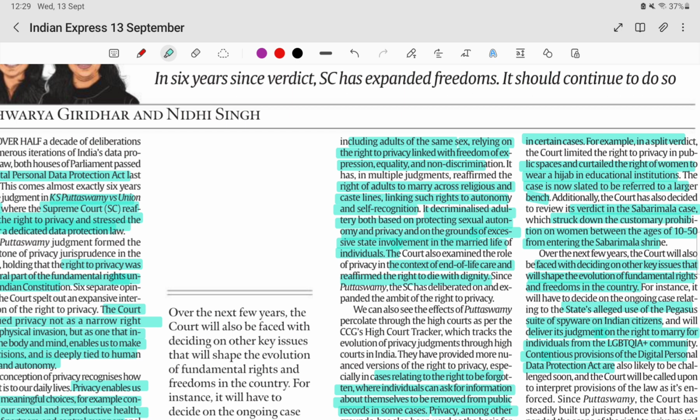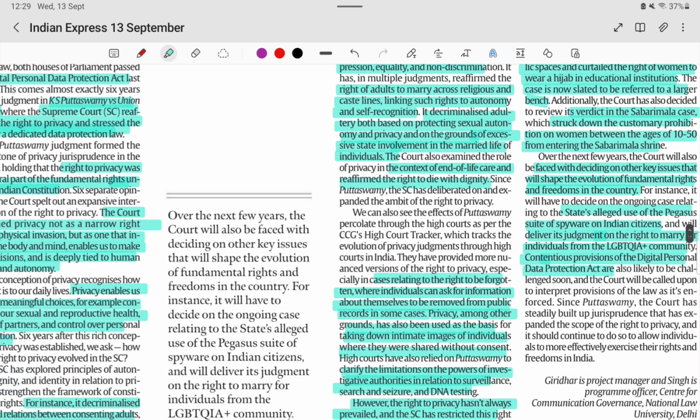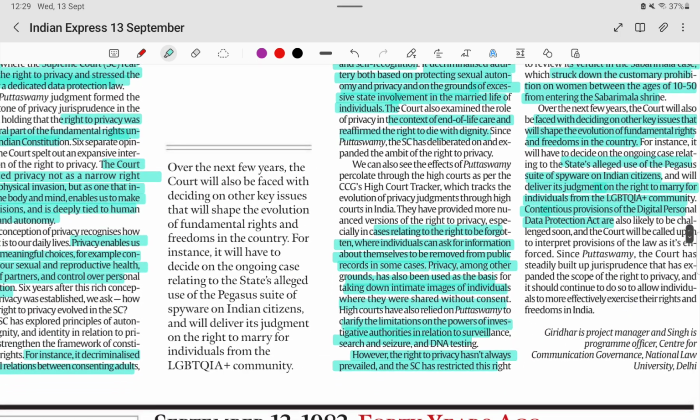That is also under discussion in the Supreme Court, and we are waiting for the judgment to come from the court. And also the Pegasus case, which discussed the government's involvement in the right to privacy of people, and they are getting information about the people. That is also against the people's right to privacy. That is also discussed here.